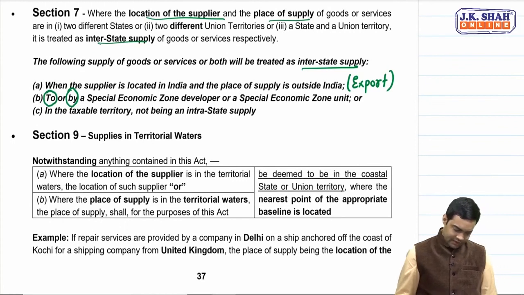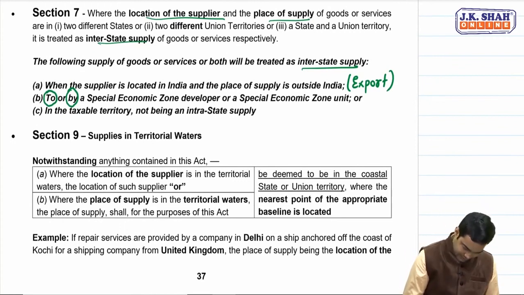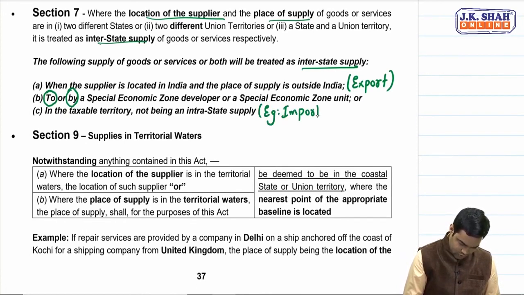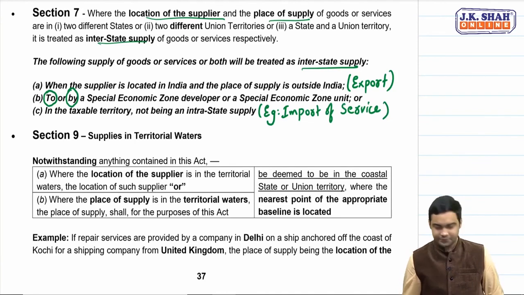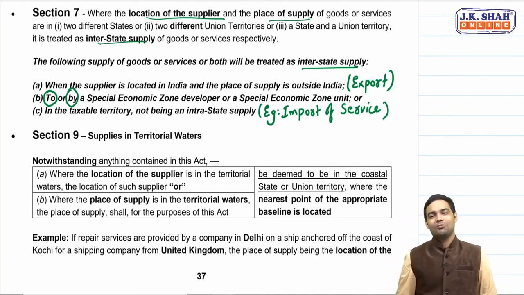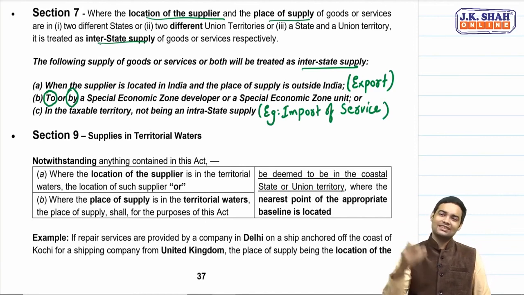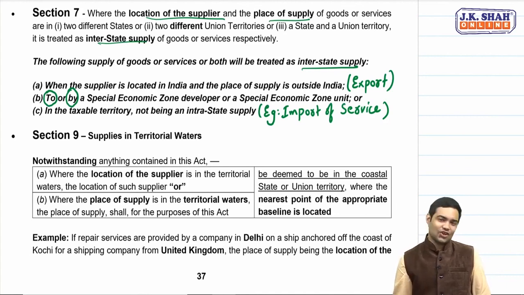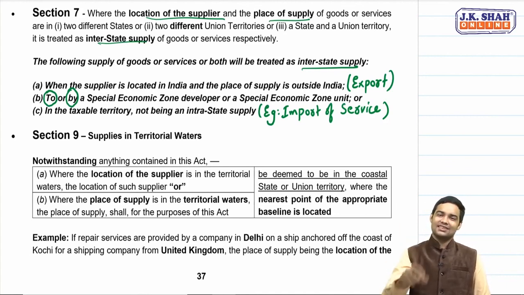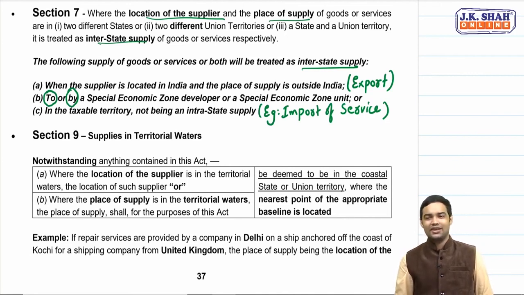In the taxable territory, not being an intrastate supply, you will write example: import of service. Understand, import of service from US, the service is consumed in Delhi. In such cases, it's not an intrastate supply, but the consumption is in the taxable territory. It would be regarded as an interstate supply. That's why whenever there is an import of service, IGST is applicable.